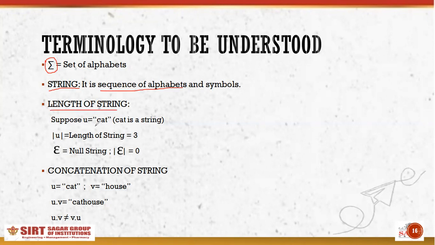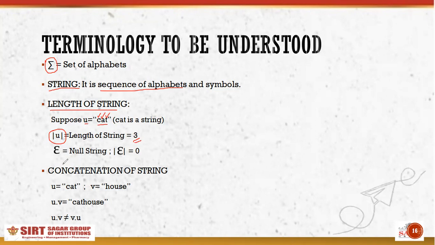In the length of string, suppose we use the name of a string, and the string actually is cat. So if I ask what is the length of the string, it will be denoted by this mod sign. Whenever we write mod u, that means I'm asking about the length of the string. And length of the string is the number of characters or number of alphabets used in this string. So here 3 alphabets are used, so the length of string is 3 here.